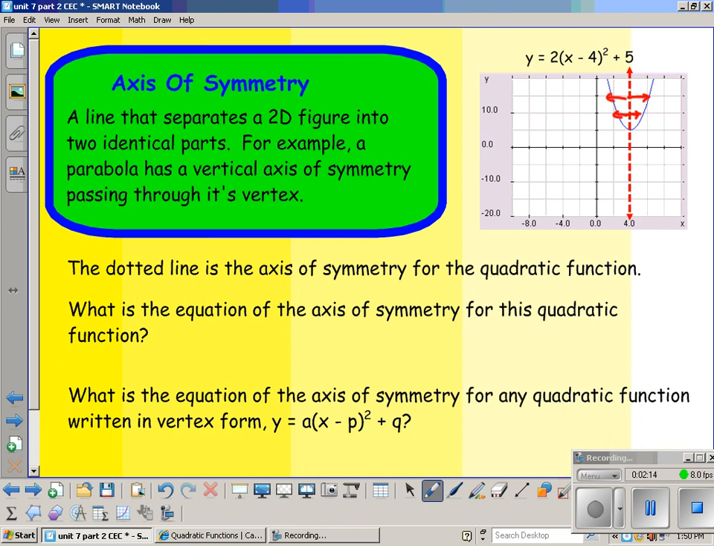The equation of the axis of symmetry, it is a vertical line, and all vertical lines have the form x equals. Now the x that it is equal to is the x coordinate the vertical line goes through, which in this case is 4. If you look at the equation that is written in vertex form, where does that 4 come from? Again, it is the p value. So in any quadratic function written in vertex form, the axis of symmetry will always be x equals p.